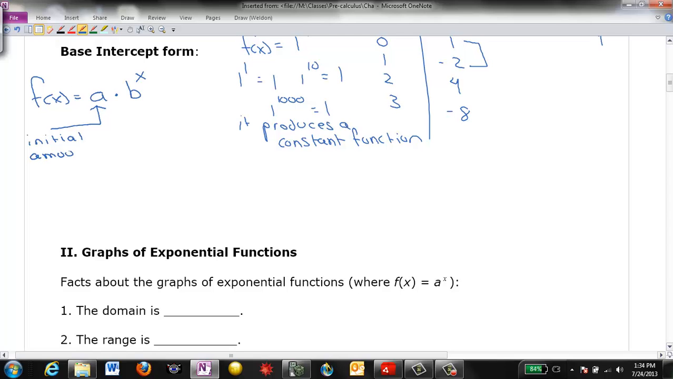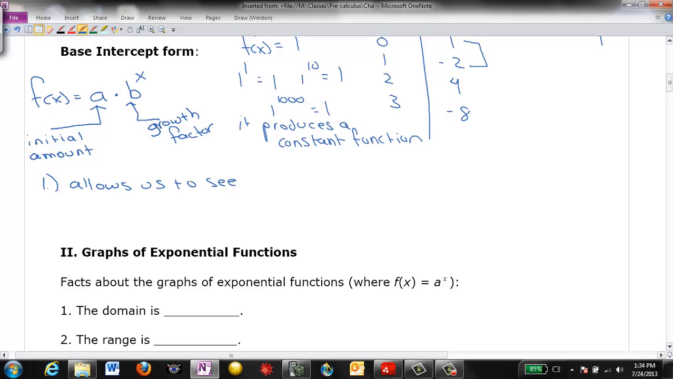All right, so if we're analyzing a population, this would be our initial population. Or, for instance, if we're analyzing a population of rabbits, this would tell me how many rabbits I'm starting with. Okay? b represents our growth factor. This tells me how fast my population is growing. So if I were doubling my population every week, then we would have a growth factor of 2. If we were halving our population, or cutting our population in half every week, we would have a growth factor of 1/2.